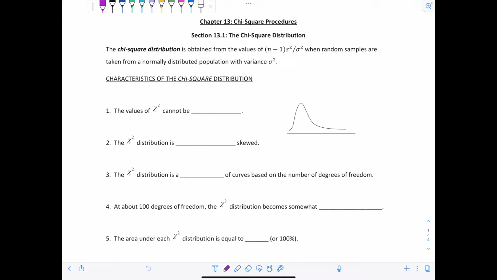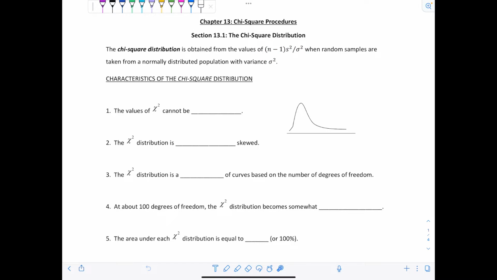The chi-square distribution is obtained from the values of n minus 1 times s squared divided by sigma squared. So remember, n, that's your sample size. S, that's your sample standard deviation, so s squared is sample variance, and then sigma squared is population variance. And this comes from random samples that are taken from a normally distributed population with variance sigma squared. You won't have to worry about computing any of this.